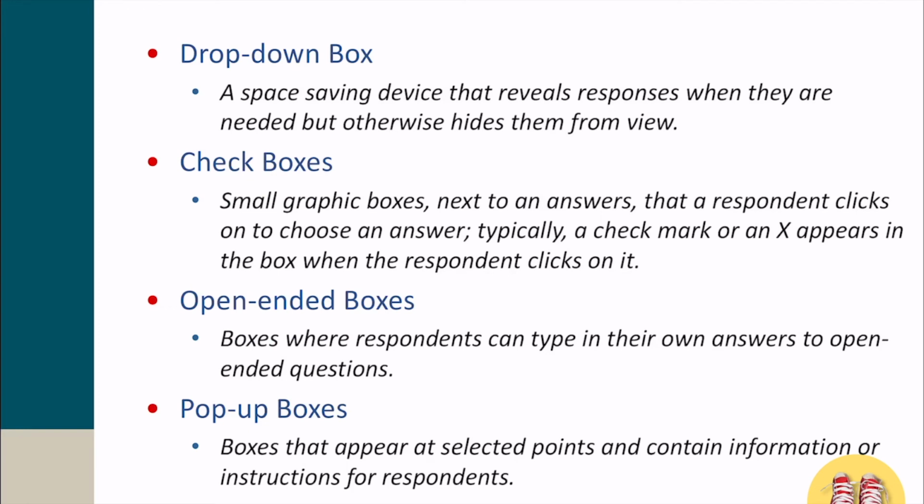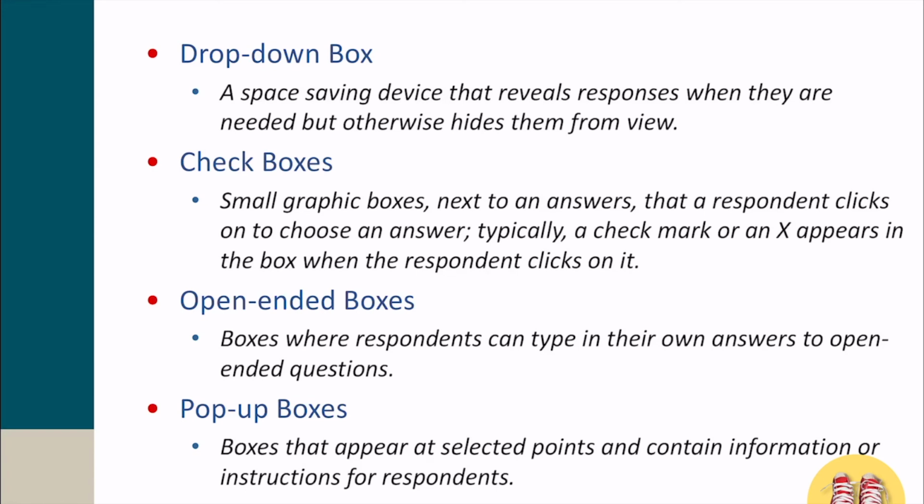Drop down box, you've seen those. You've got that little arrow on the side of a rectangle, and once you click it, all different types of options drop down and you just go there. Check boxes, where you click and the box will have an X or a check or whatever. Open-ended boxes, you can type your own answers to the questions. Pop-up boxes, they appear at selected points and contain information or instructions for respondents.